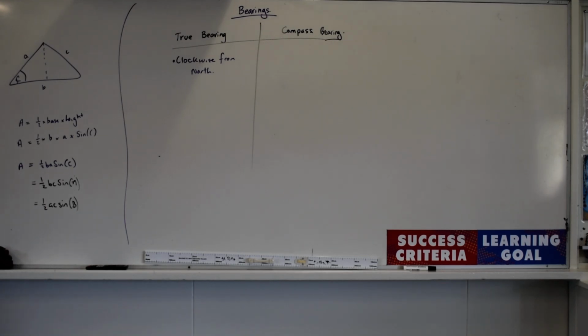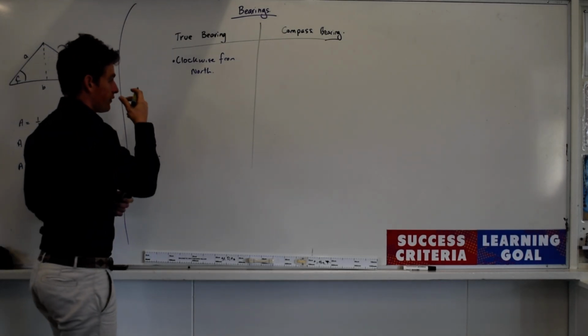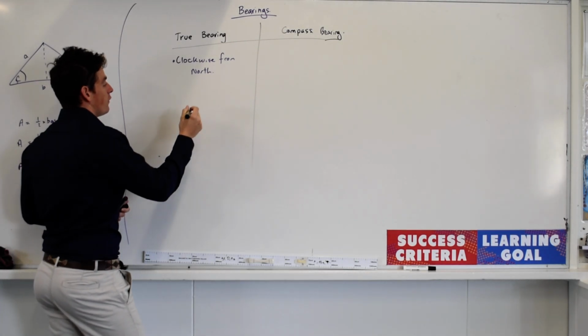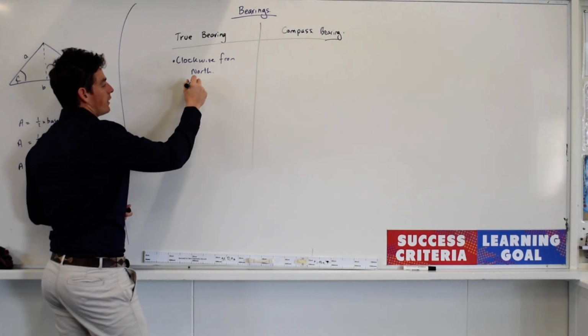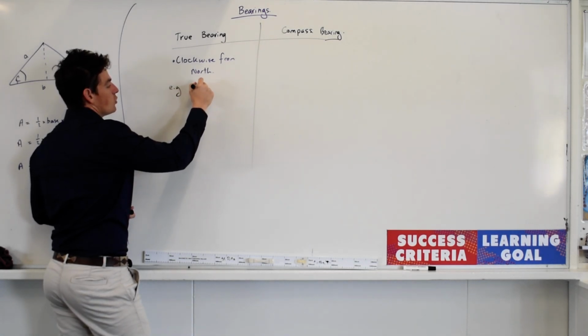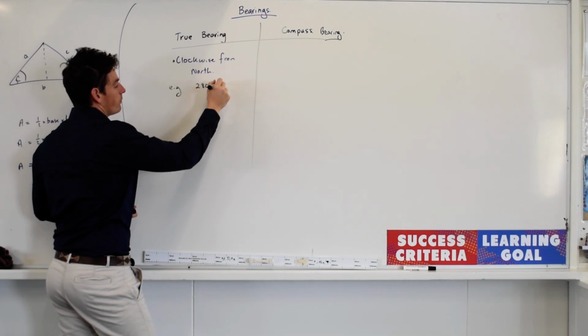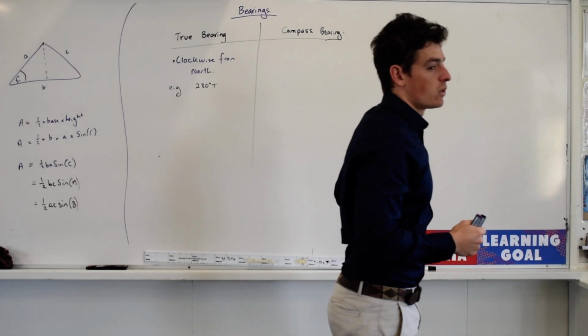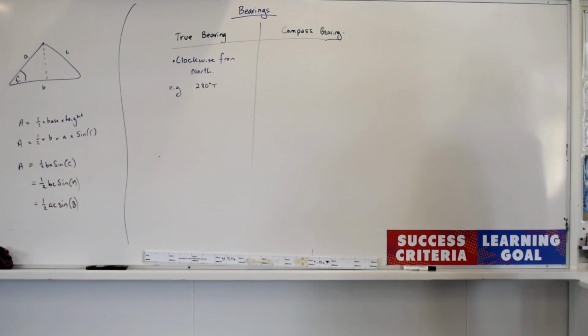So what's the largest true bearing we can possibly have? 359.99999. Okay, and they're represented like this. We might have, say, 280 degrees true. I want you to draw where you think, assuming north is the top of your page, where you think 280 degrees true would lie.